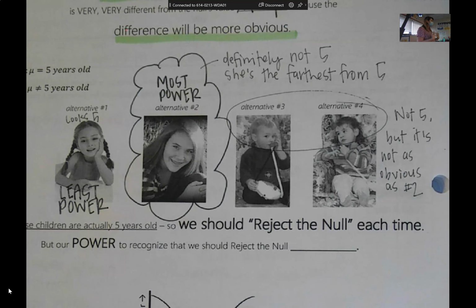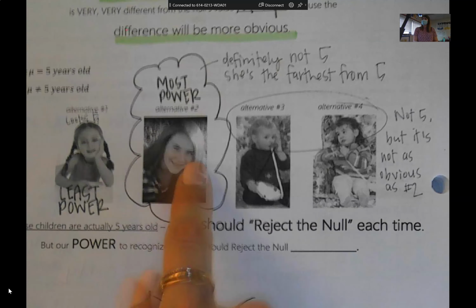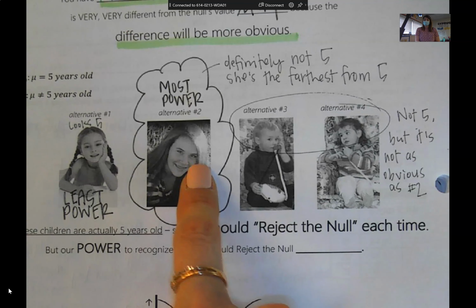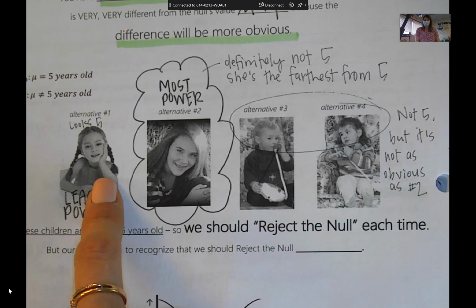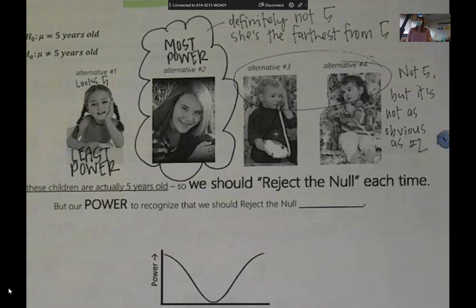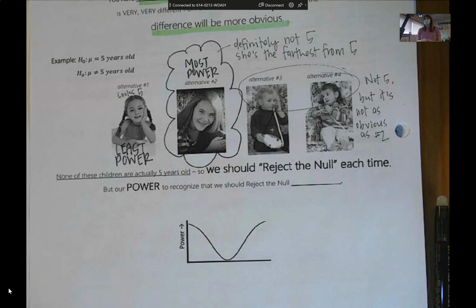So power is our ability to recognize that the alternative is true. This one has the most power, because it's the most obvious that she's not 5. Least power. None of these children are actually 5 years old, so we would reject the null each time. But our power to recognize that we should reject the null varies.